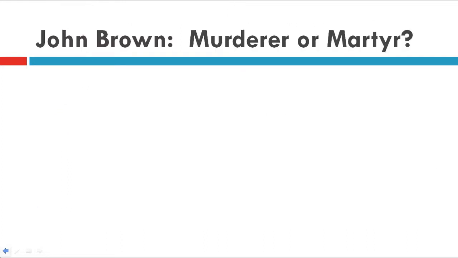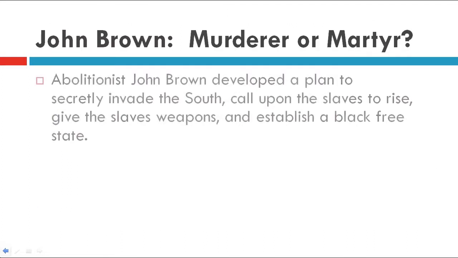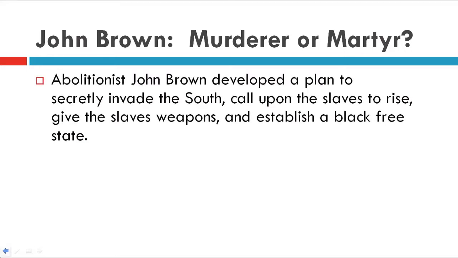Okay, back to John Brown. Now, history textbooks like to ask the question of whether or not you think he's a murderer or a martyr, and I'll let you decide on that. But I can tell you that John Brown had actually planned on invading the South, and he planned on arming slaves and creating this insurrection and actually establishing a free black state.